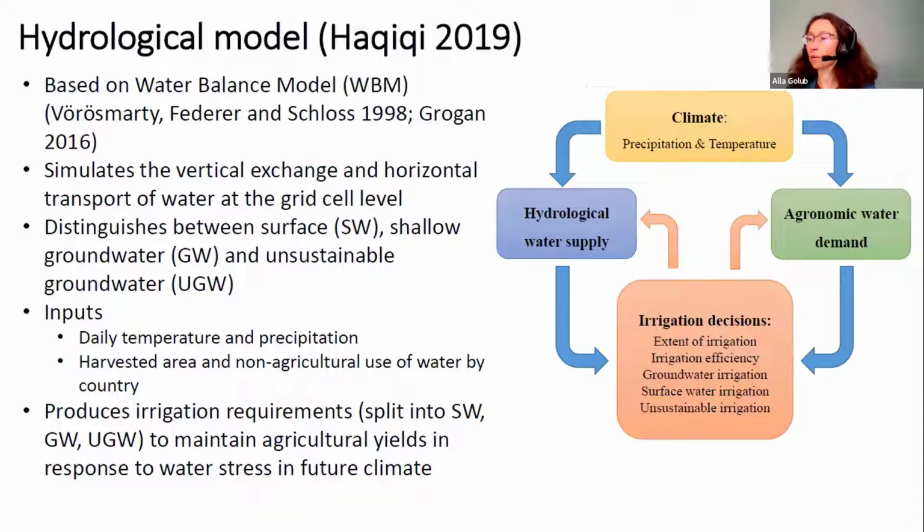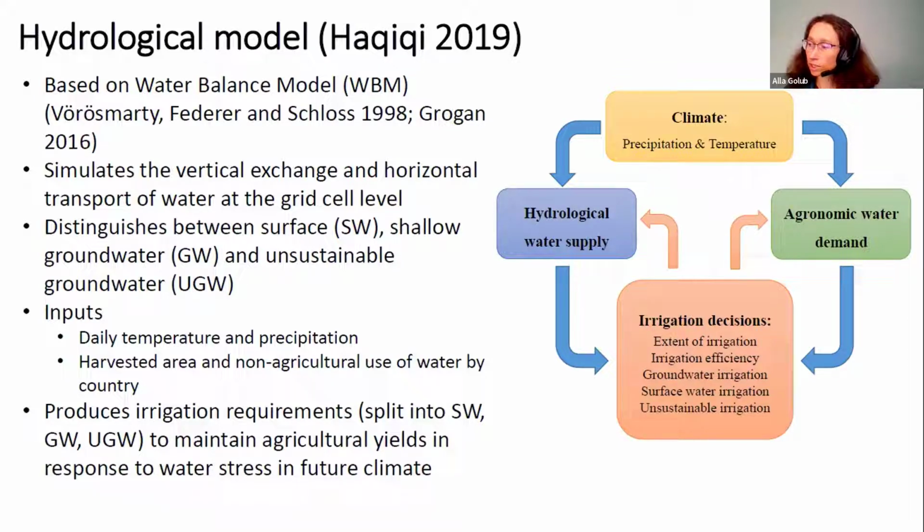Now let's talk about the hydrological model. The hydrological model is based on a water balance model, originally developed at the University of New Hampshire. The hydrological model is a global model that simulates both the vertical exchange of water between the ground and the atmosphere and the horizontal transport of water through runoff and stream networks at the grid cell level.